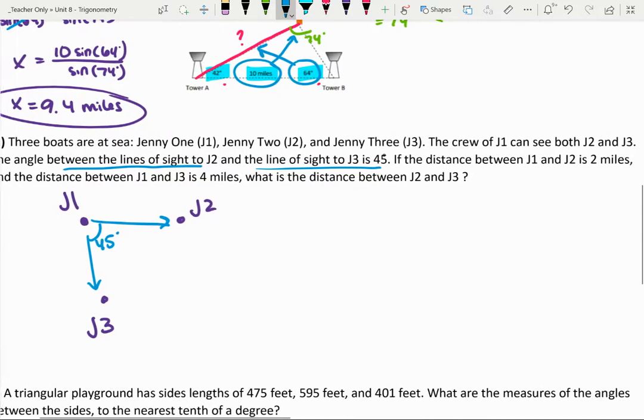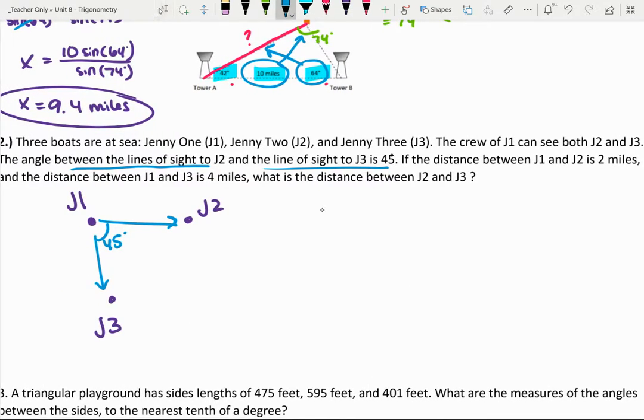Then it says the distance between Jenny 1 and Jenny 2 is 2 miles, and the distance between Jenny 1 and Jenny 3 is 4 miles. And the question is, what is the distance between Jenny 2 and Jenny 3? So that is our unknown distance there. When we're handling any of these applications or word problems, it's really useful to take a moment to sketch a picture and really think about what the information is and how it's going to look.